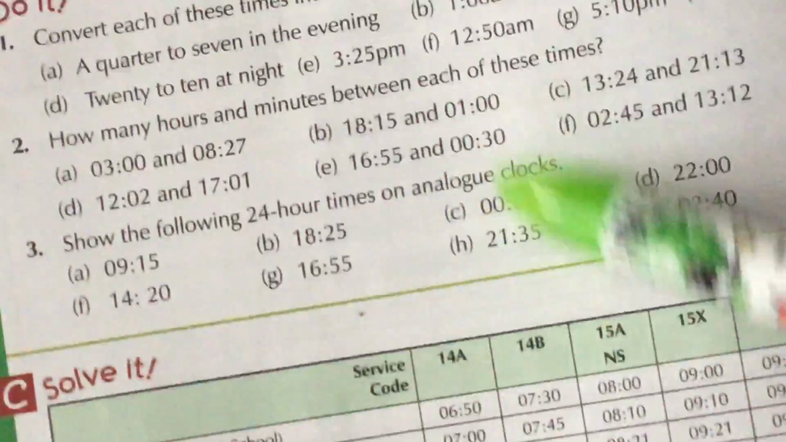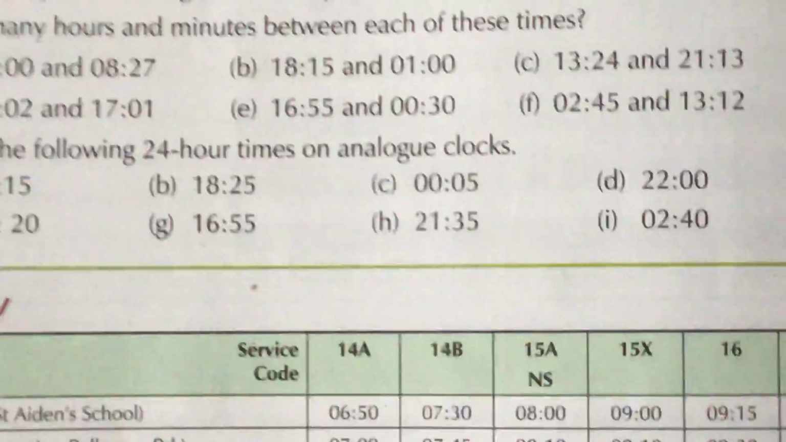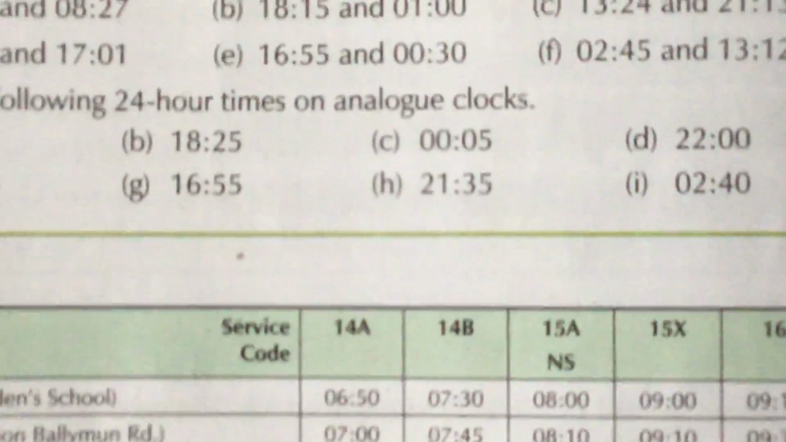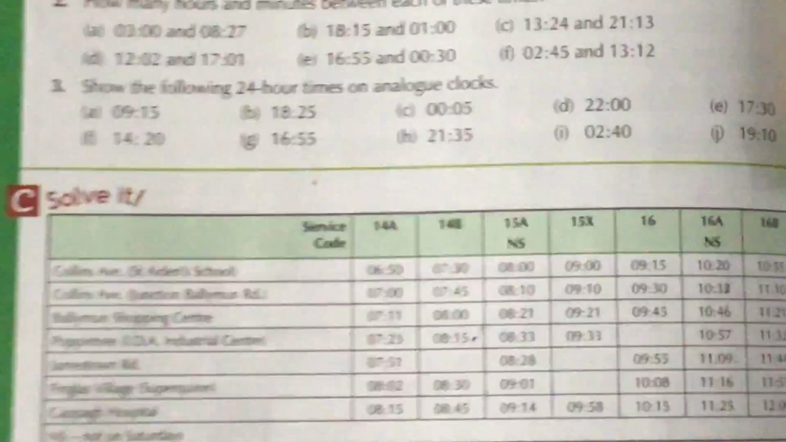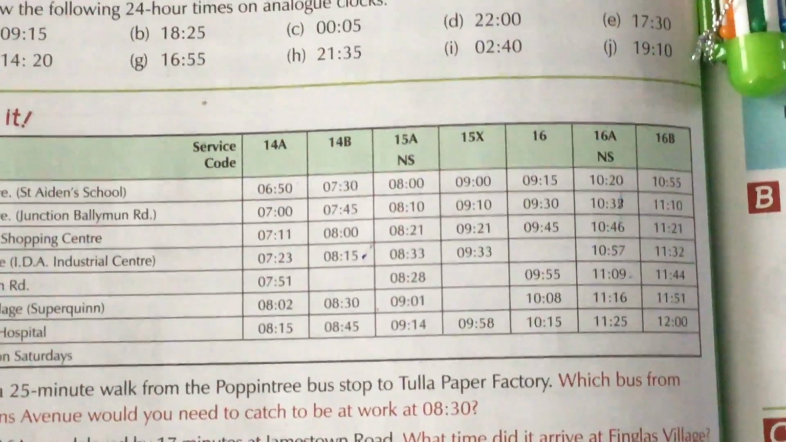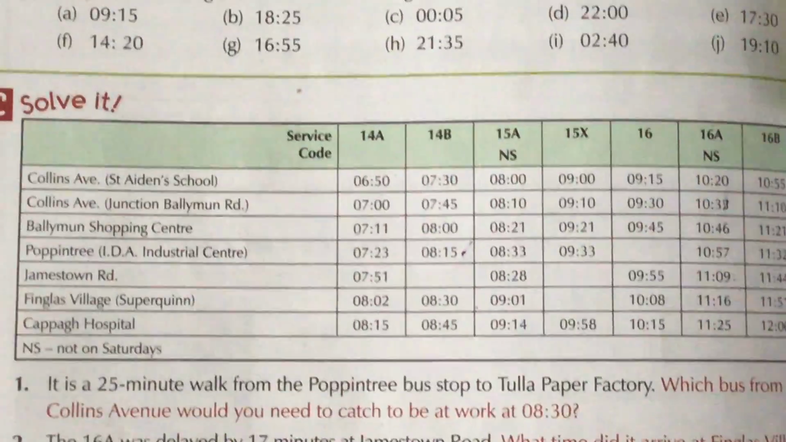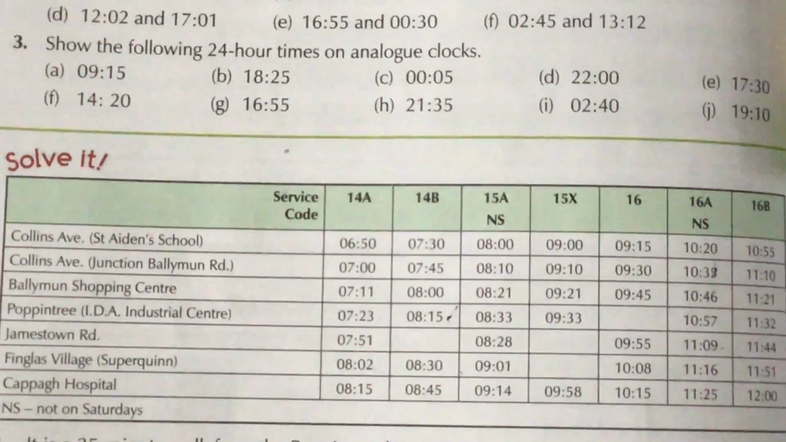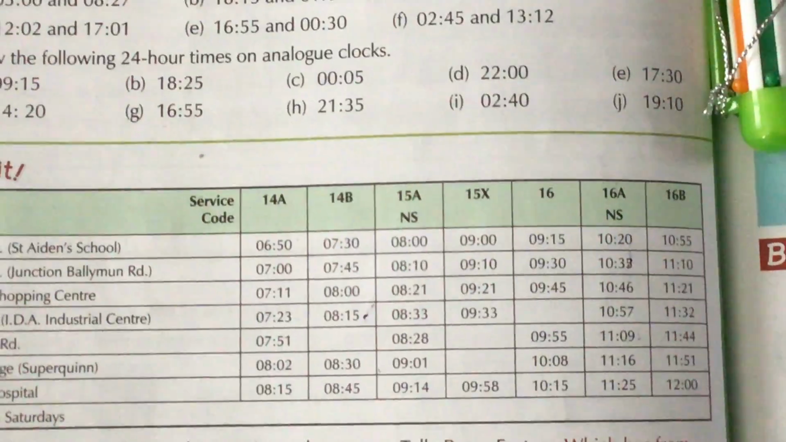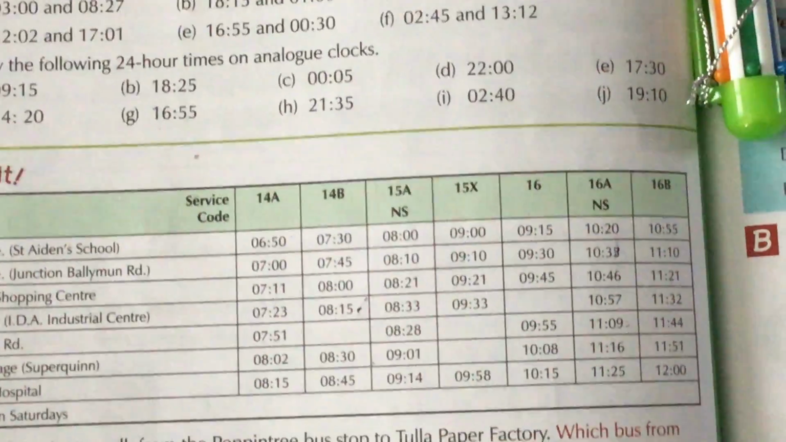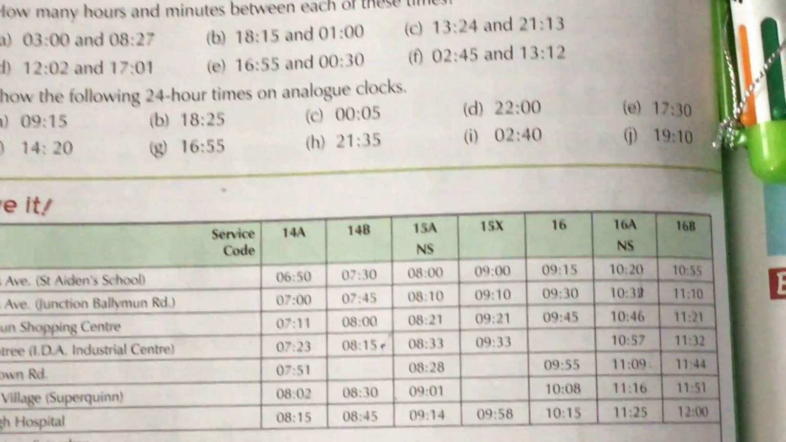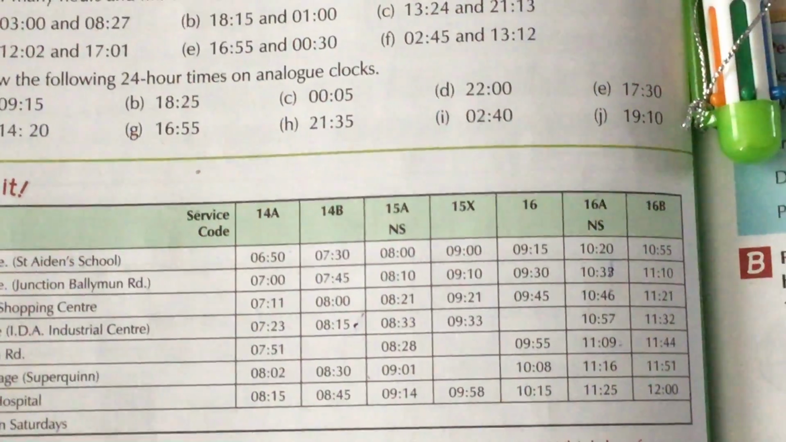So we're going on to solve it, right? Of course, I said I'll attach a picture of these clocks, but I've explained the importance of the little hand when you're trying to reflect time. Okay, so solve it. We have buses 14A, 14B, 15A, 15X, 16, 16A, 16B. And we're going from Collins Avenue all the way through to Kappa Hospital. NS means no service on Saturdays, which means the 15A and the 16A do not operate on Saturday. The other 5 buses do.